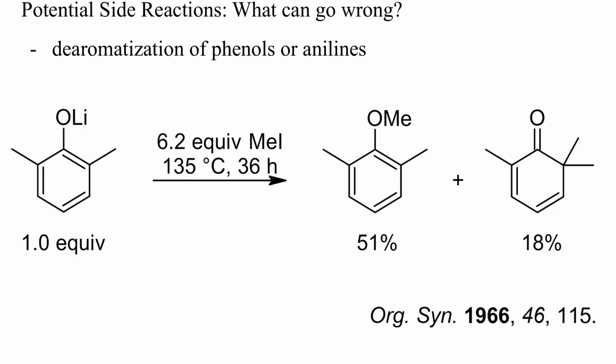Phenolates and anilines sometimes dearomatize when treated with electrophiles. In this example, alkylation of lithium dimethylphenolate with an excess of methyl iodide gave both the expected ether along with 18% of a non-aromatic cyclohexadienone.